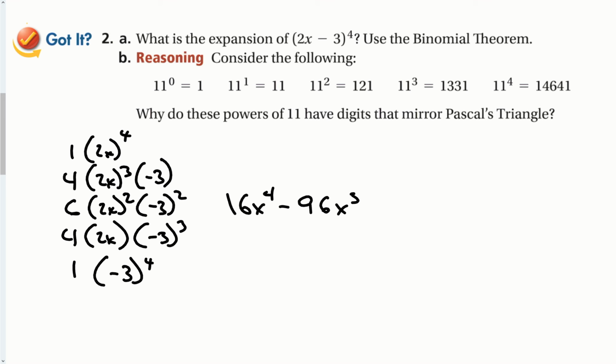So then we have a positive 9 times 6 times 2 squared, which is 4, plus 216x squared. Second to last term is a negative 27 times 2 times 4. So that is a negative 216x. And then positive 3, negative 3 to the fourth power is 81. Okay.